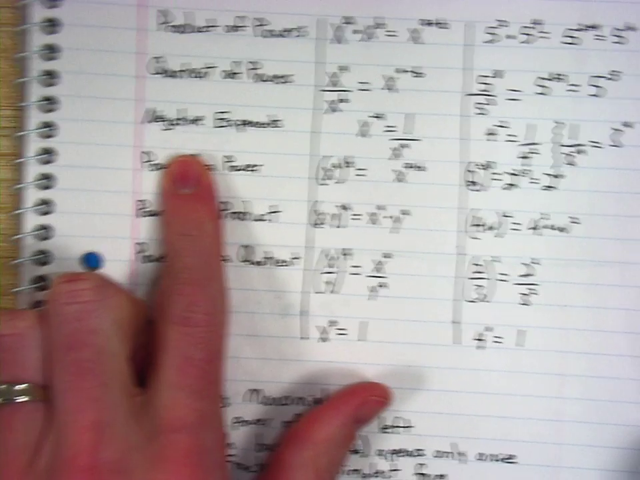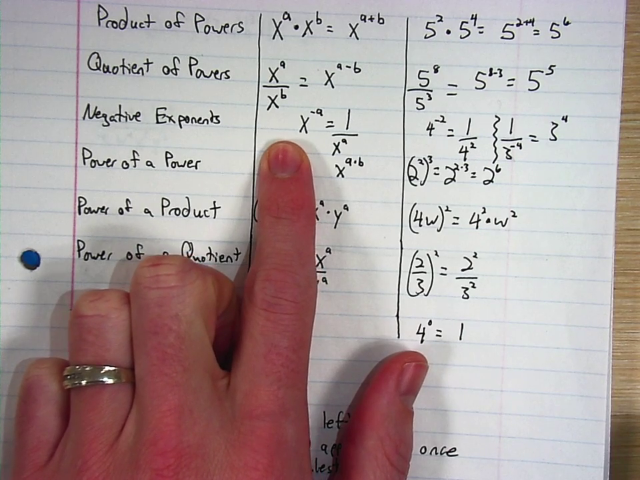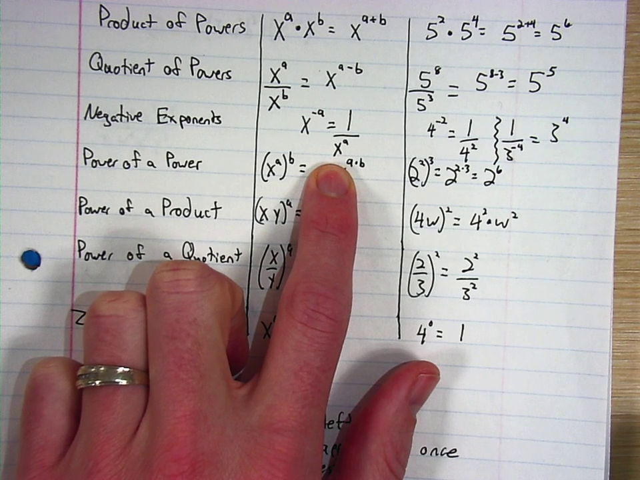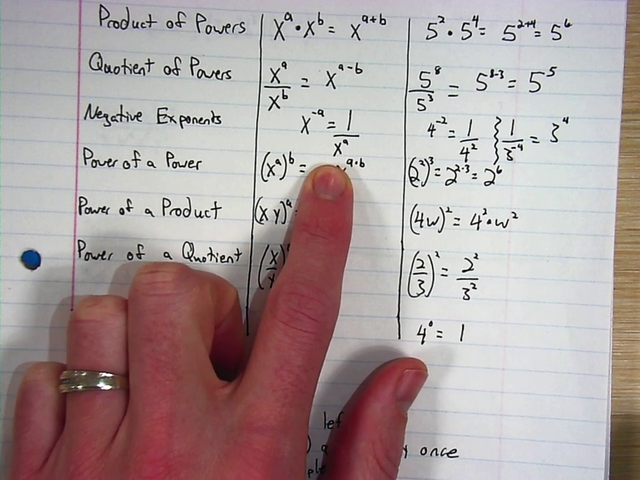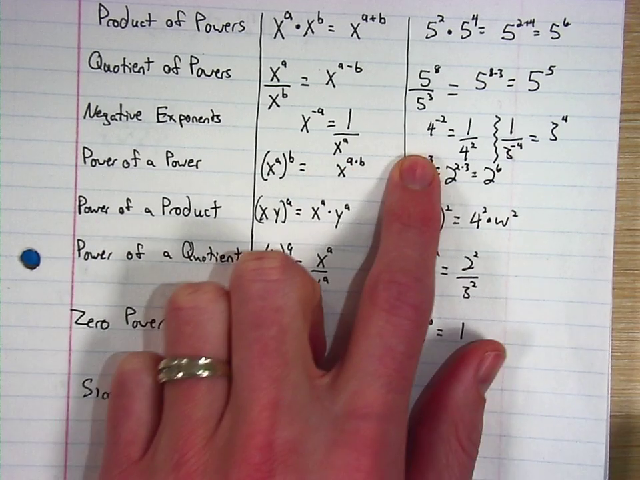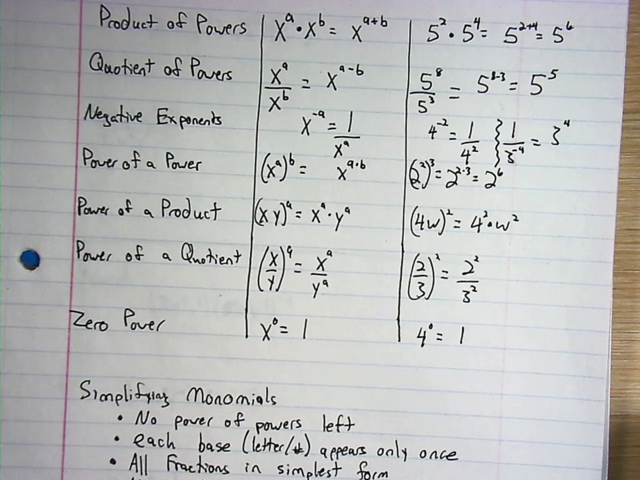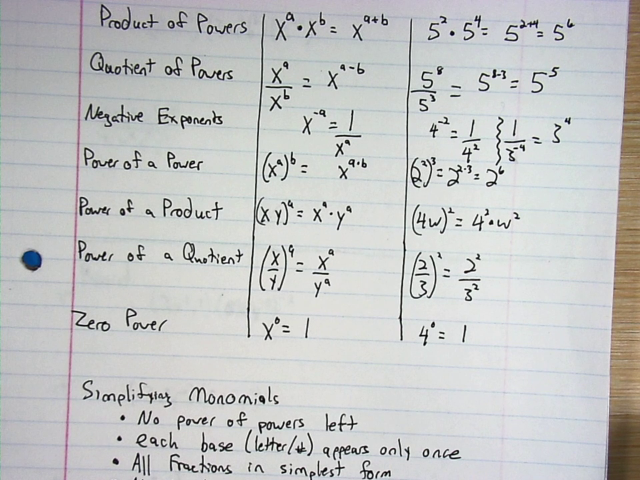Negative exponents. If I have x to the negative a, I can make that exponent positive and put the whole thing on the bottom of a fraction. Do the reciprocal. The negative exponent is just a signal to do the reciprocal. 4 to the negative second is going to flip over and be 1 over 4 to the positive second. 1 over 3 to the negative 4th is going to flip back up to the top and be positive 3 to the positive 4th.